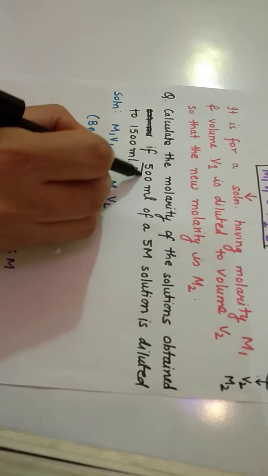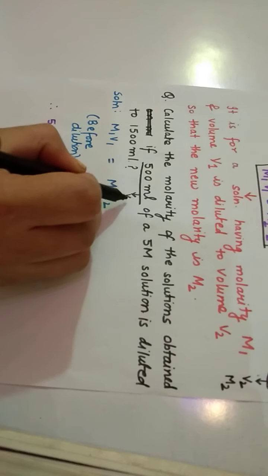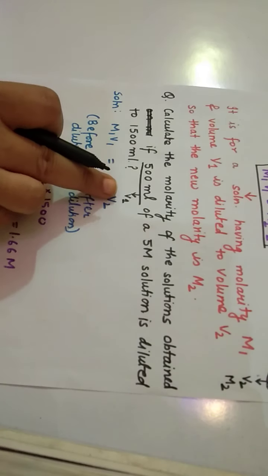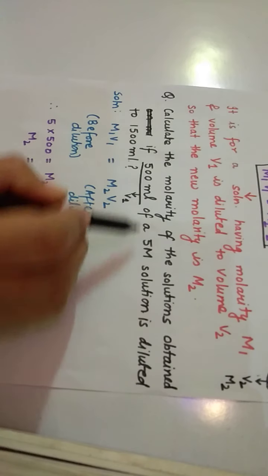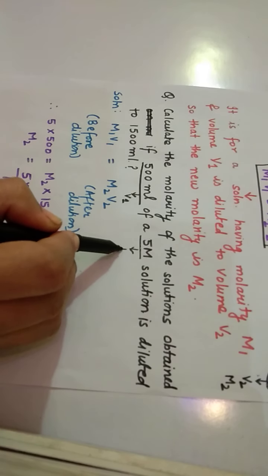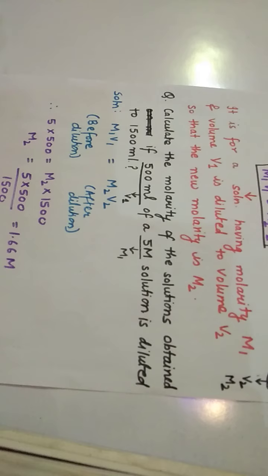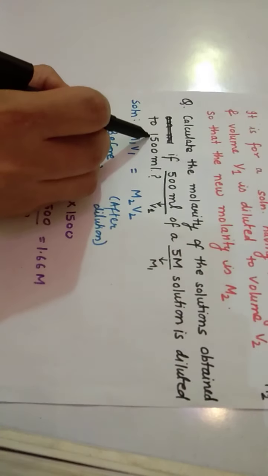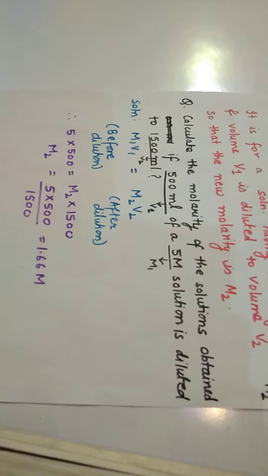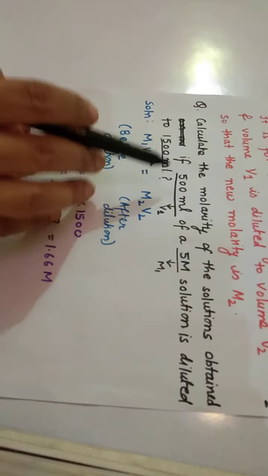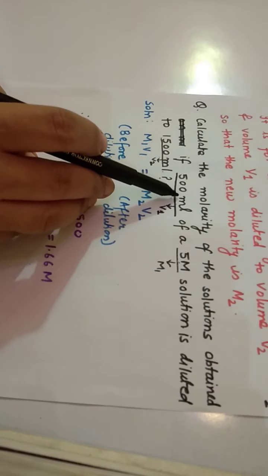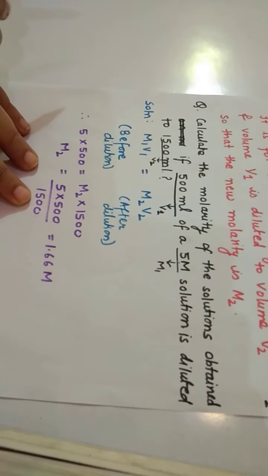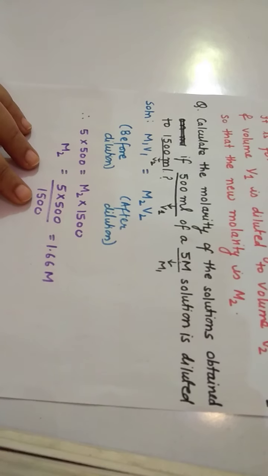Now children, you all can see 500 ml is the volume, so it is V1. 5M solution will be the first molarity, capital M is molarity, M1. It is diluted to 1500 ml, so it is V2. So V1, M1, V2. What you need to find out? The molarity of the solution that is formed after dilution.